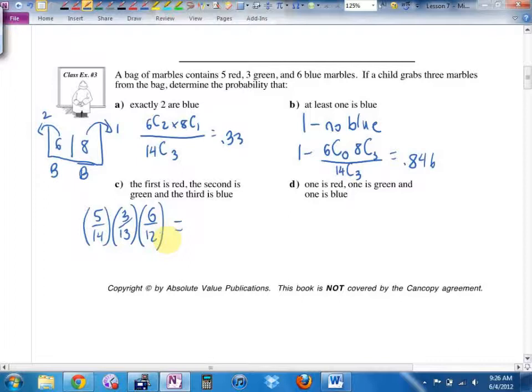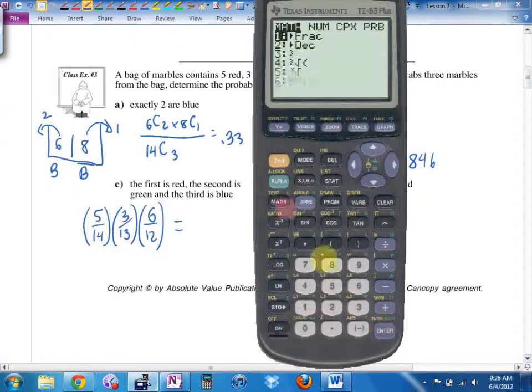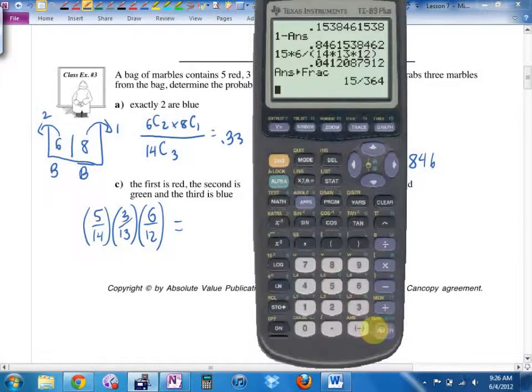That's not much typing. And I've reached the point where, if it's a fairly simple tree, I can just imagine it without drawing it. 5 times 3 times 6 on the top, divided by 14 times 13 times 12 on the bottom. 15 out of 364, I think. Is that right? Anybody else? Do you get 0.0412?